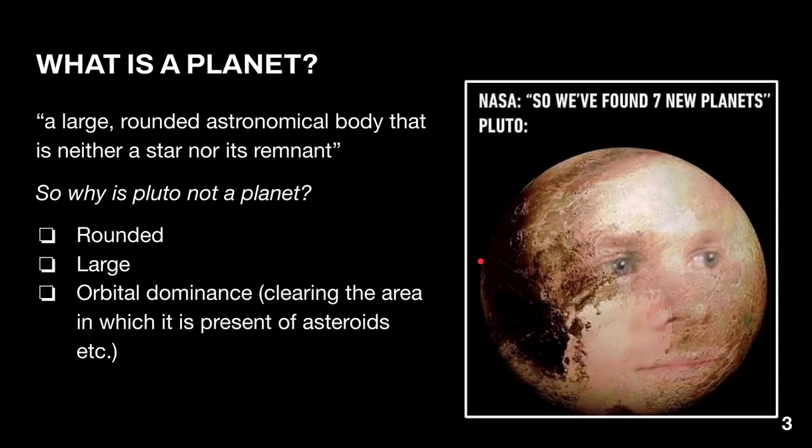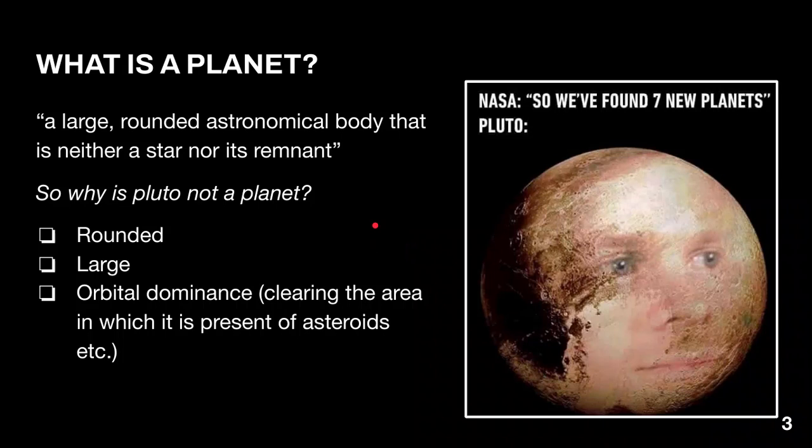By definition, a planet is a large, rounded astronomical body that is neither a star nor its remnant. So, if a planet is large and rounded, why is our friend Pluto here not a planet? That's because there is more to a planet than its definition. Not only must a planet be rounded and large, but it also needs to have something known as orbital dominance, which means the planet needs to clear its surrounding area of asteroids and other small bodies. And this is the reason why Pluto is not a planet.